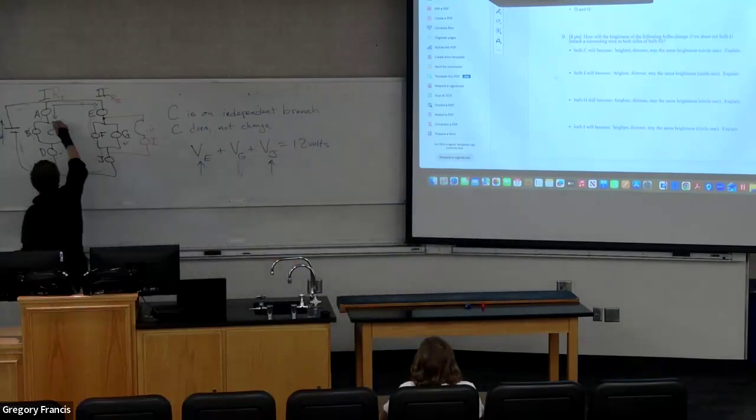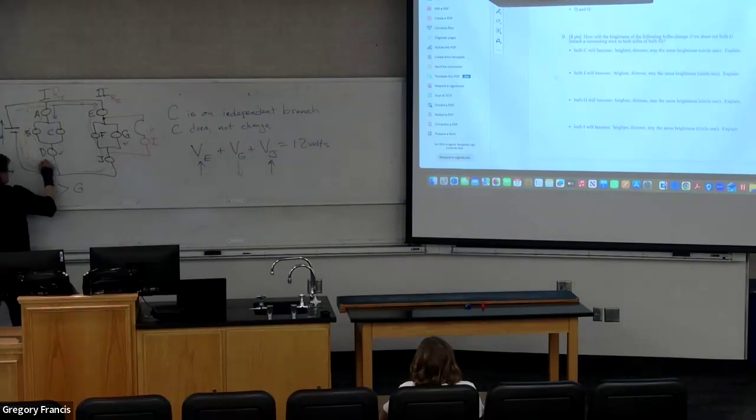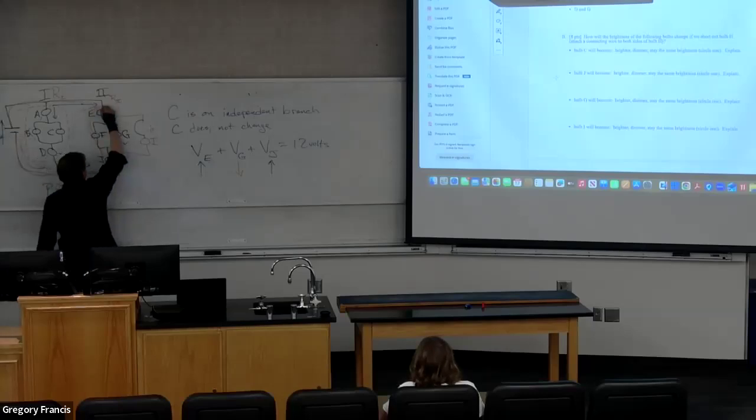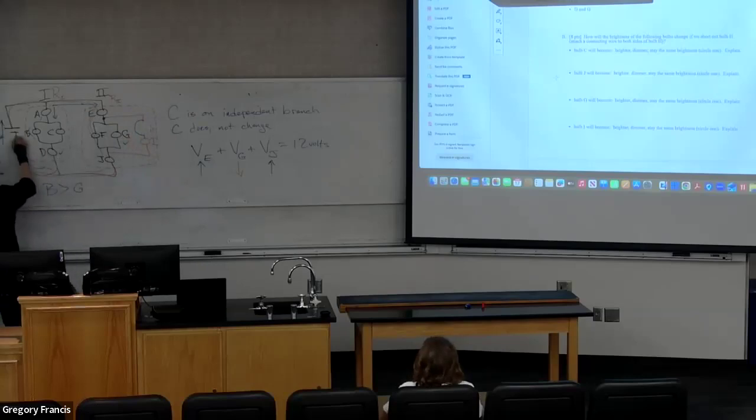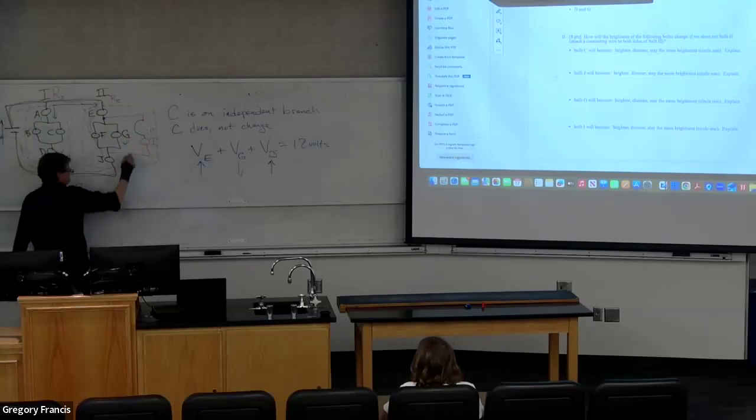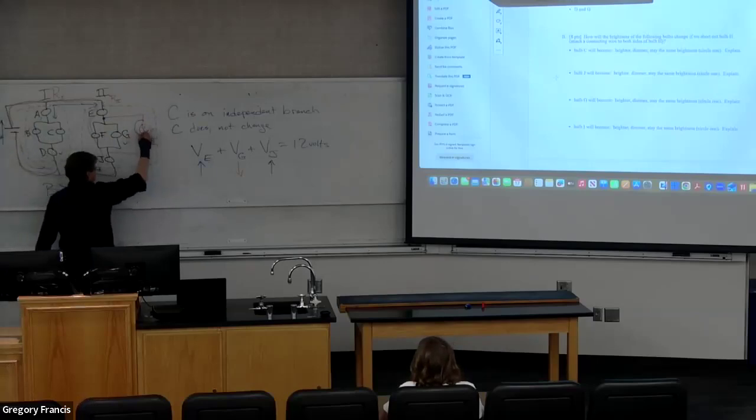If I look at these bulbs, I've got a connection on this side of the battery with nothing but wire, and a connection on this side with nothing but wire. If I look at this branch, I've got a connection on this side with nothing but wire, and a connection on this side with nothing but wire. But if I try to do the same thing with this, I run into bulbs on both sides.